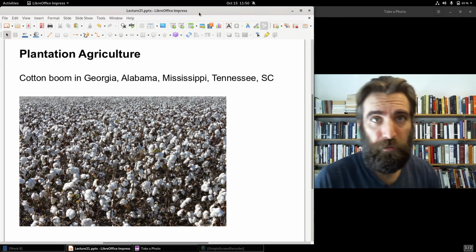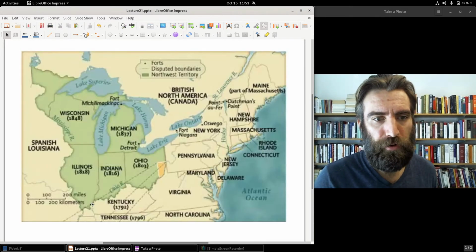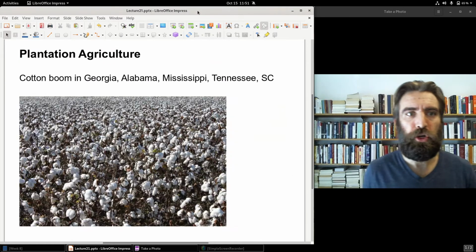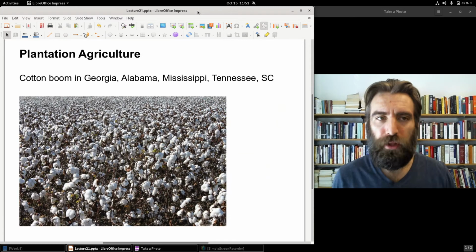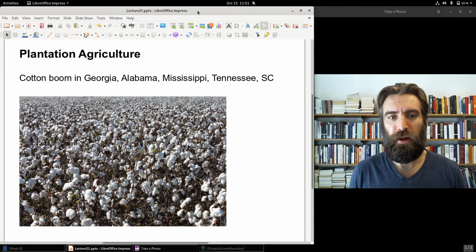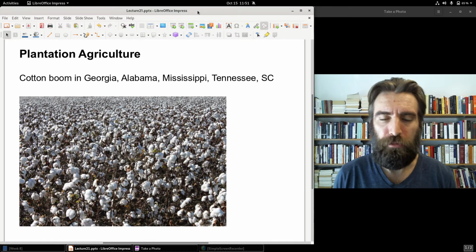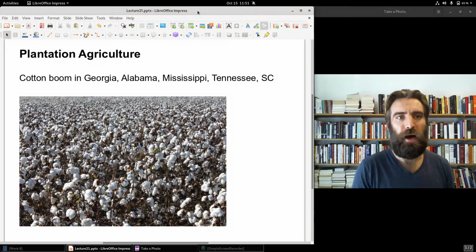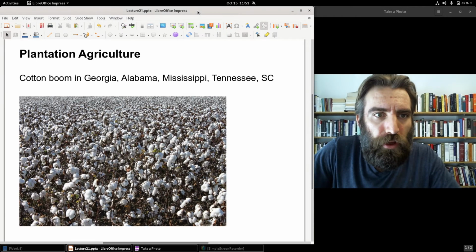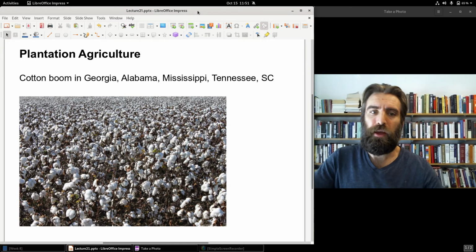South of the Ohio River, commercial agriculture also really takes off. These are on very, very large and extensive plantations. And the crop to really take off is cotton. King Cotton, as it was sometimes nicknamed, in Georgia, in the Old Southwest, Alabama, Mississippi, Tennessee, and South Carolina.